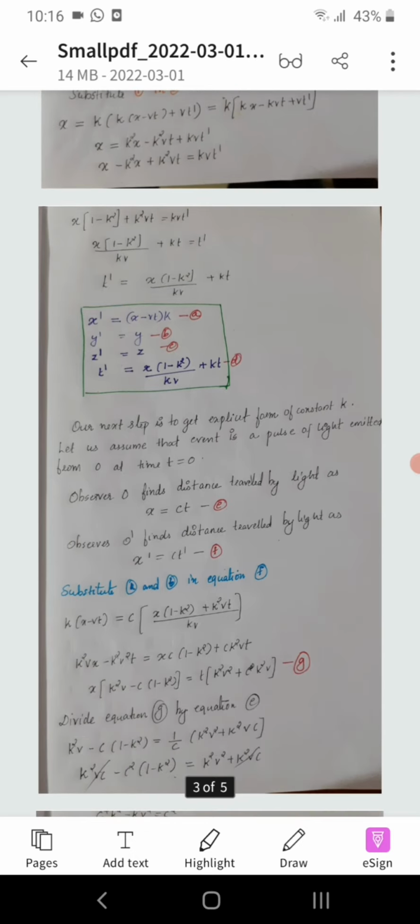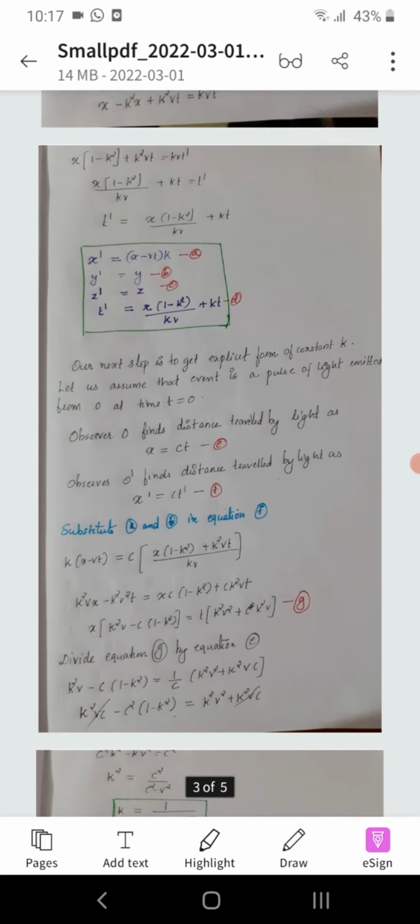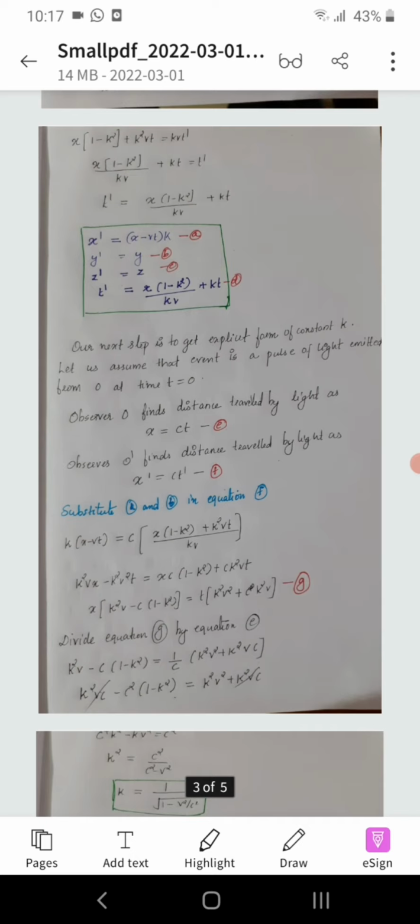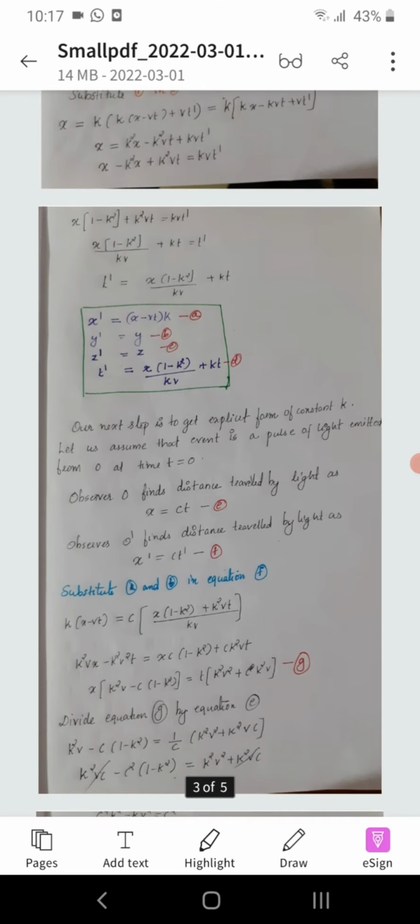So let us assume that the event is a pulse of light emitted from O at the time t is equal to 0. So observer O finds the distance travelled by light as x is equal to ct, and observer O prime finds the distance travelled by light as x prime is equal to ct prime. So put these as equations E and F respectively, and then substitute A and B in equation F. That means x prime is equal to x minus vt into k, and t prime is equal to x into 1 minus k square by kv plus kt.